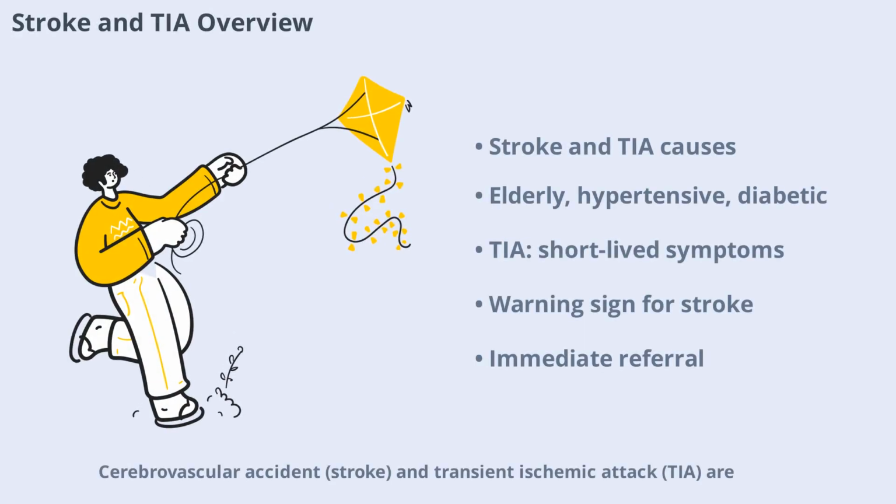Cerebrovascular accident, stroke, and transient ischemic attack, TIA, are caused by interruption of blood supply to the brain. Patients are usually elderly with uncontrolled hypertension, diabetes, and atherosclerosis. TIA symptoms are short-lived and recover spontaneously within 24 hours, including slurred speech, temporary numbness or paralysis, monocular diplopia, and loss of balance. TIA is a warning sign of a major ischemic event requiring immediate referral to a neurologist. Early recognition and intervention are crucial for favorable outcomes.